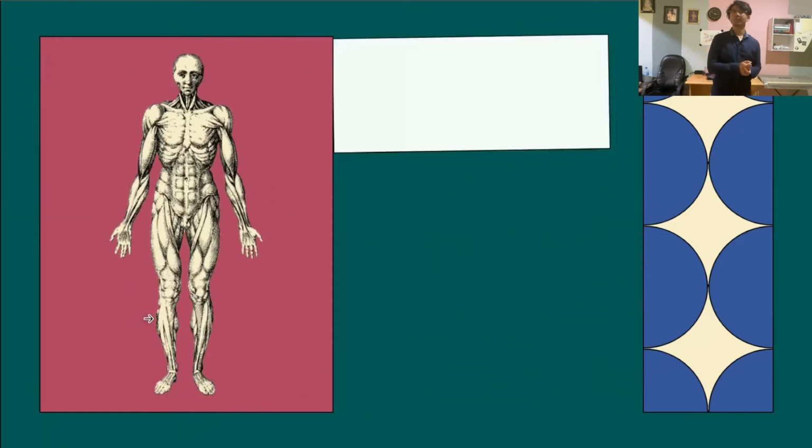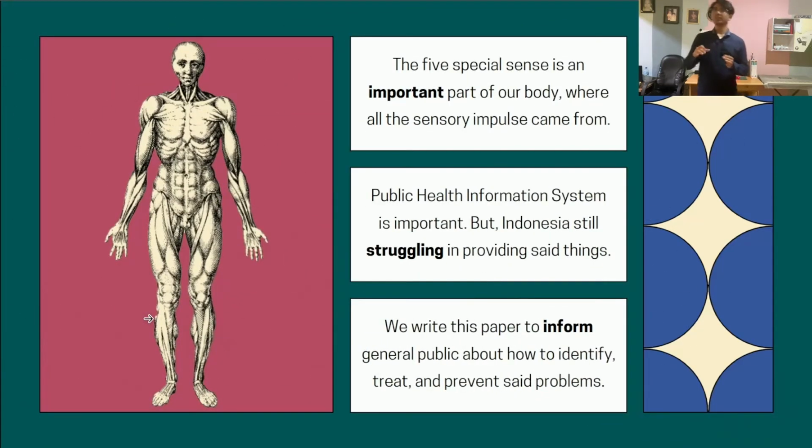Okay, then there are the 5 special senses, the most important information receptors in our body, from which came all of the sensory impulses that make it possible for us to even feel the entire world. But sadly, they're also one of the most susceptible organs to be affected by the COVID-19 virus.